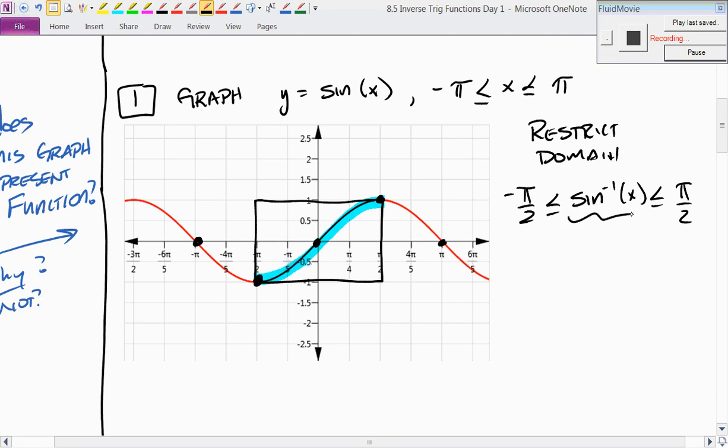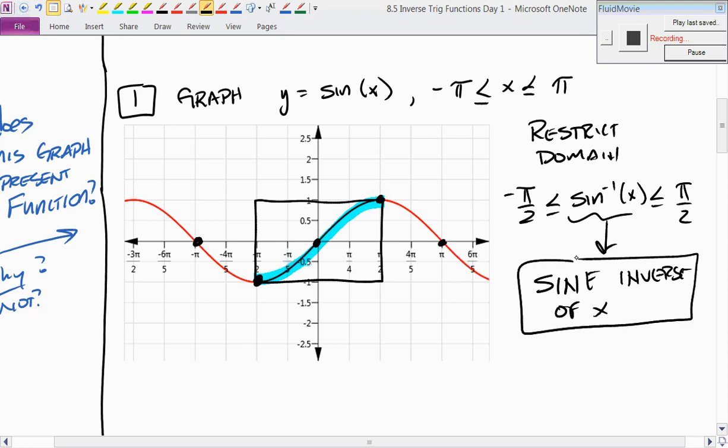Second thing is, I want to tell you how to read this. This is read the sine inverse of x. So when you see that, you say negative pi over 2 is less than or equal to the sine inverse of x, which is less than or equal to pi over 2. That's how you say it.